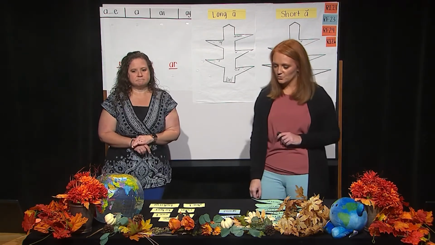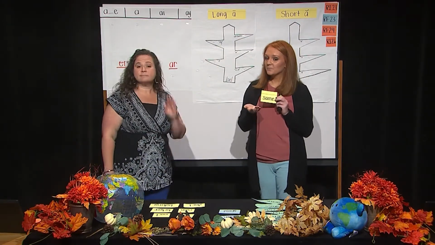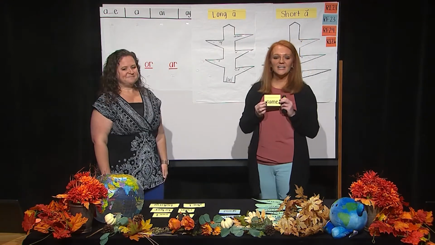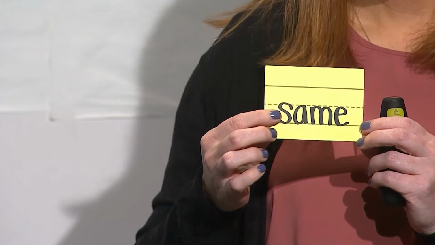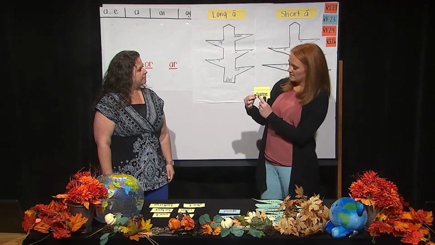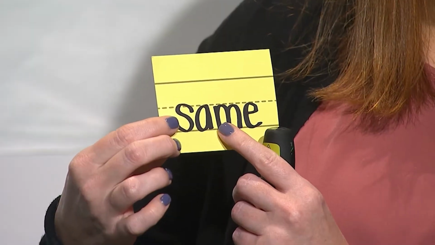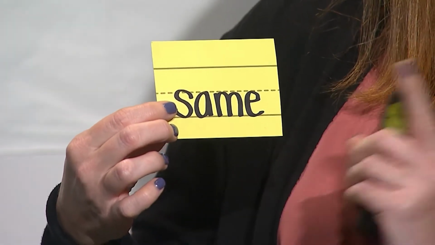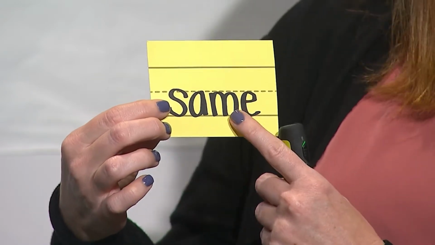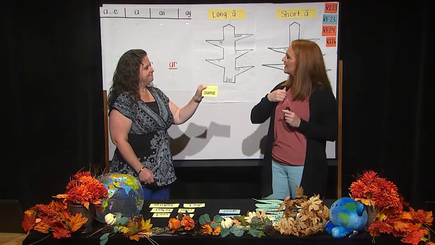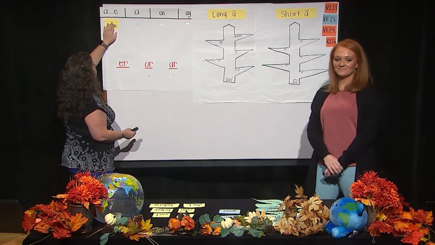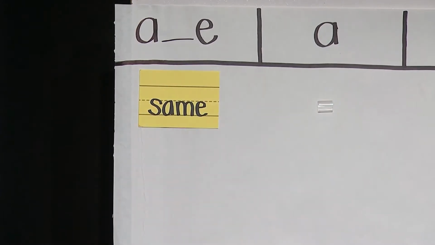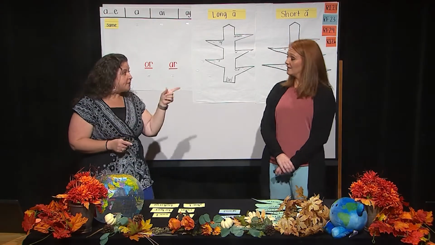Let's get started with our first word. Same. Say same. I hear that A sound in same. That is a long A sound. Let's see how it is spelled. S-A-M-E. Yes. A consonant E. So Miss Amanda, will you place that in the correct column? I'll be glad to. A consonant E. Same. Good.